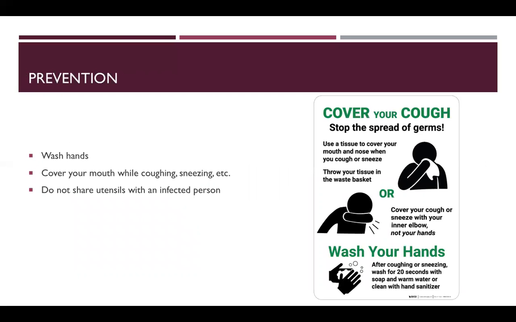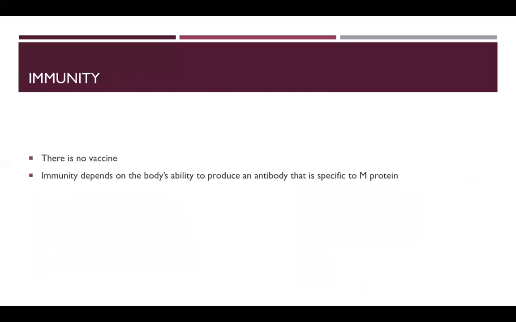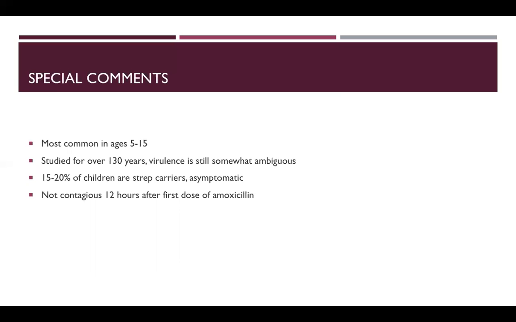Prevention, of course, as we all know now because of COVID: wash your hands, cover your mouth while coughing or sneezing, things of that sort. Don't share utensils with someone who's infected. There's not a vaccine, and the immunity actually depends on the body's ability to produce an antibody for that specific M protein that I mentioned on the virulence page. So it really comes down to that M protein, and that's where your body can build immunity.